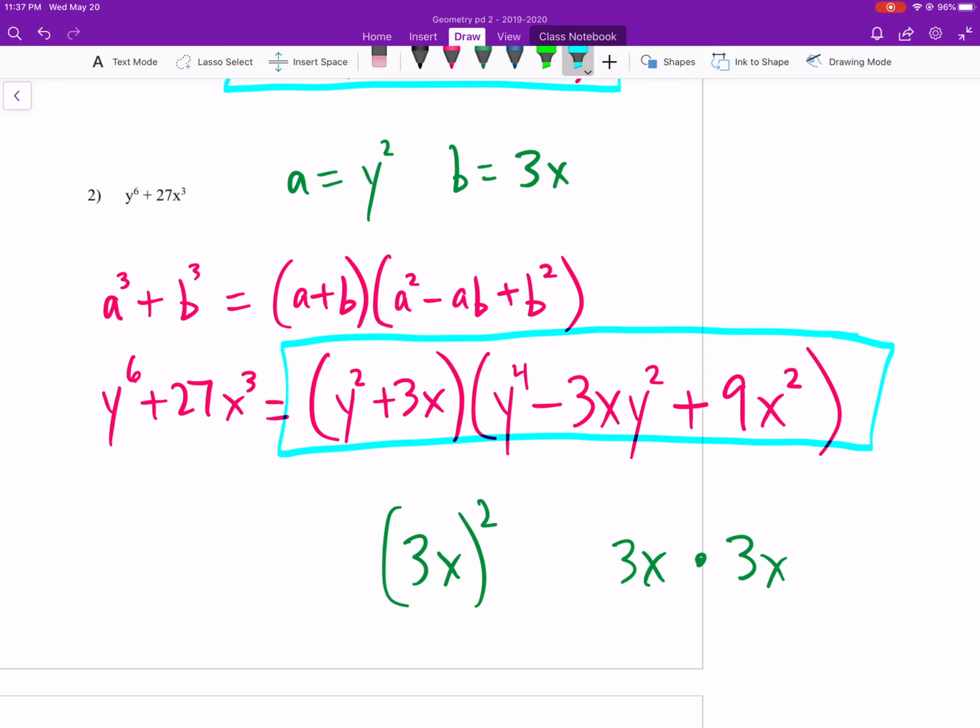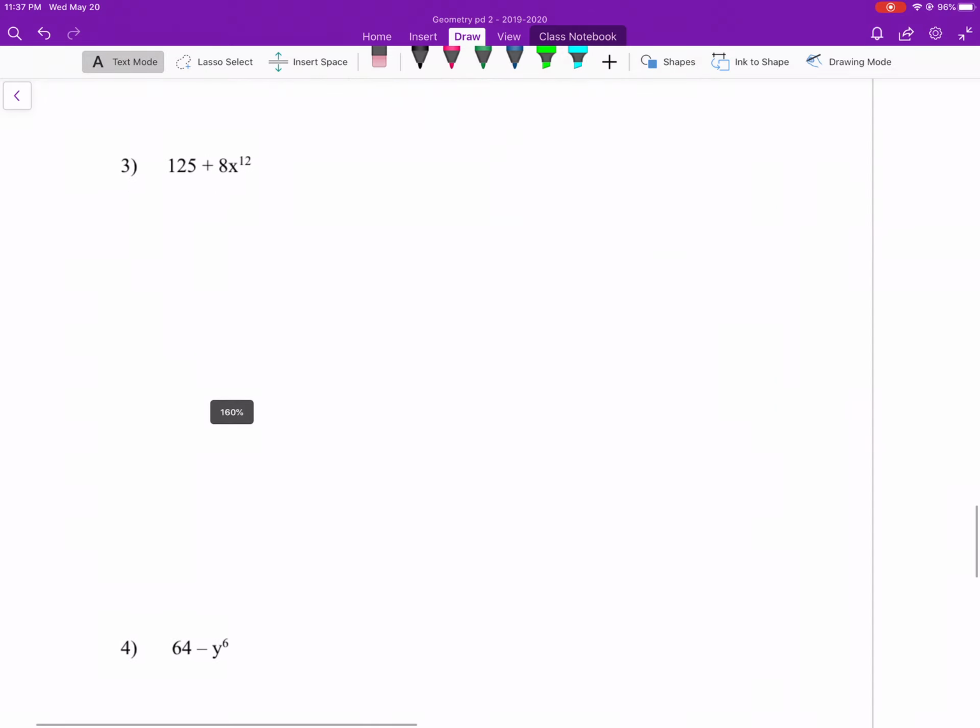All right, let's try a couple more. 125 plus 8x to the 12th power. Good time to pause the video, try it out on your own. All right, this would be the sum of two perfect cubes, right? Because 125 is a perfect cube, 8 is a perfect cube, x to the 12th is a perfect cube.